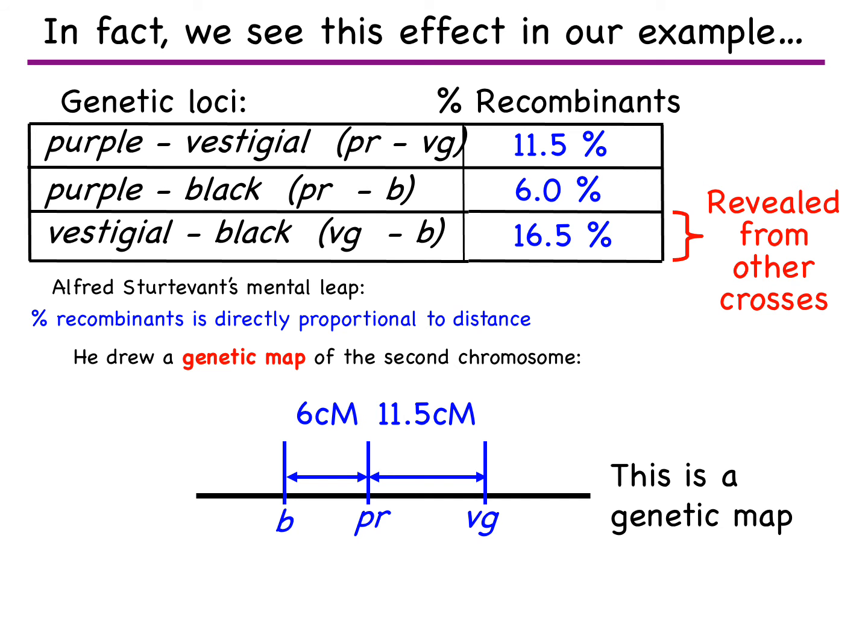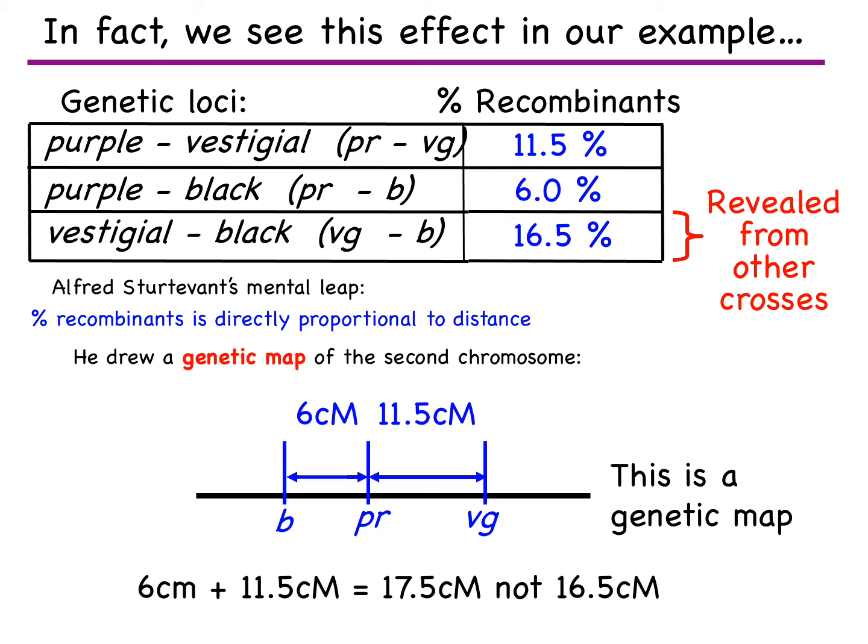Another example that hopefully makes clear what I'm trying to say is the map we made of the black, purple, and vestigial genes. One thing you may or may not have noticed during this lecture is that if you measure the recombination frequency between vestigial and black, you'd see recombinant types 16.5% of the time from that cross. In fact, if you add together the map units between black, purple and vestigial, that adds up to 17.5 centimorgans, not 16.5. So why don't these two numbers agree?